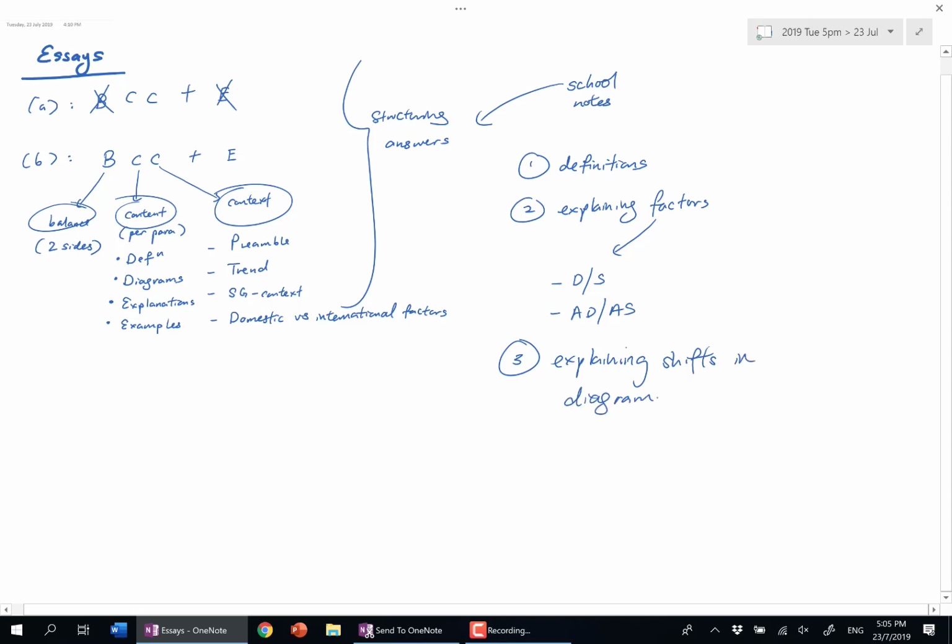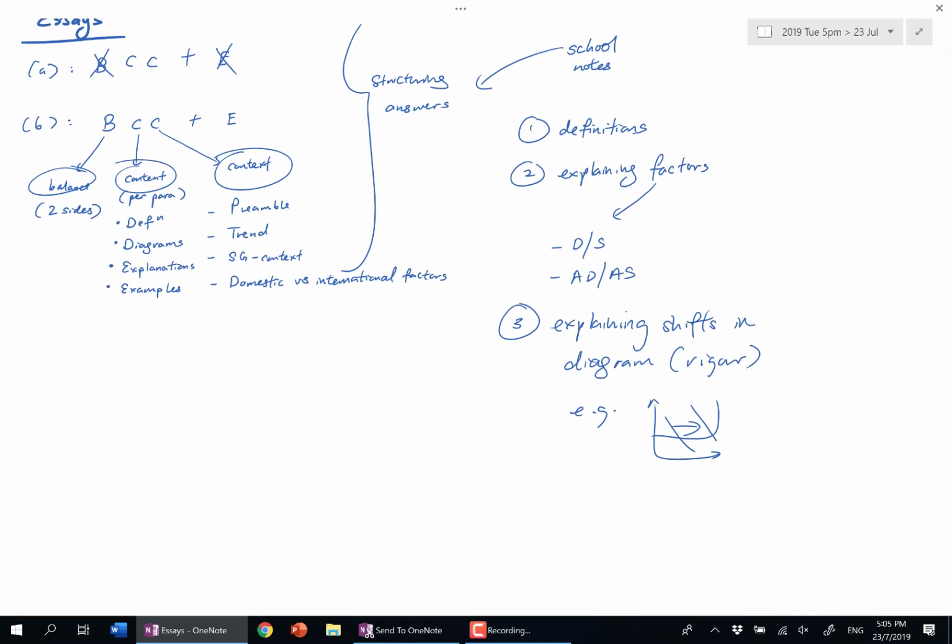So when you talk about a shift in your diagram, let's say a shift in AD and a shift in AS, like I said before, you need rigor as well. So when AD increases like that, take a look at your own answers. How did you explain this shift? Did you just say AD shifts from AD1 to AD2, so national income goes up from Y1 to Y2? Not enough. What about the multiplied increase? And if this is an essay, you need even more rigor.